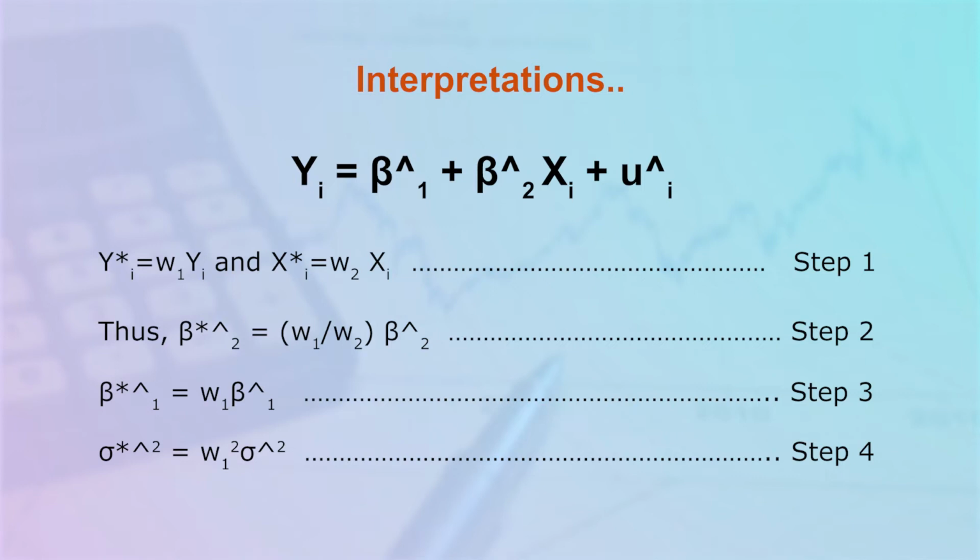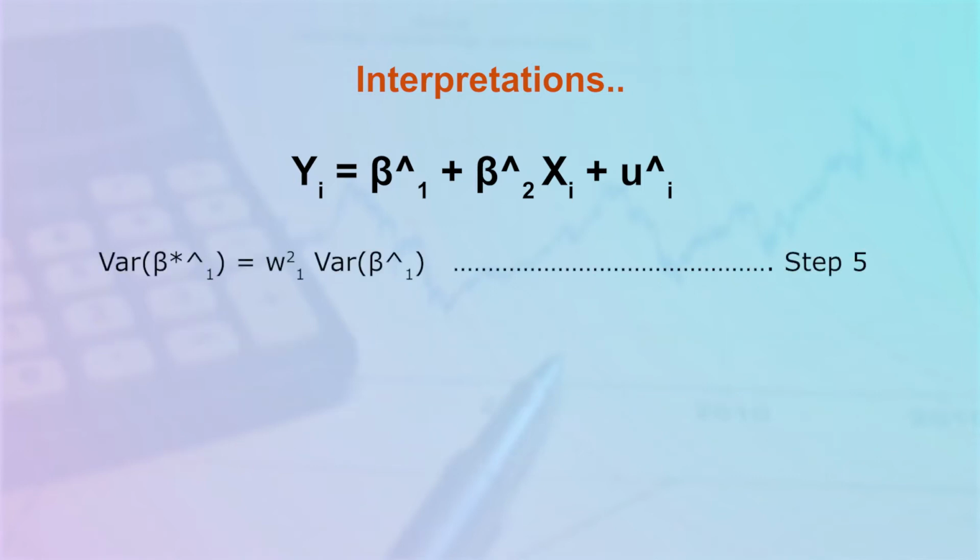Next we have step number 5. In step number 5 we observe the variance of beta 1 hat star, which is w1 square times the variance of beta 1 hat.